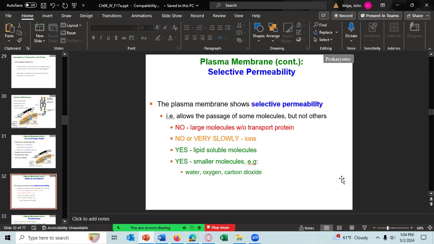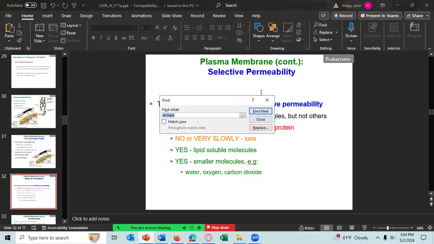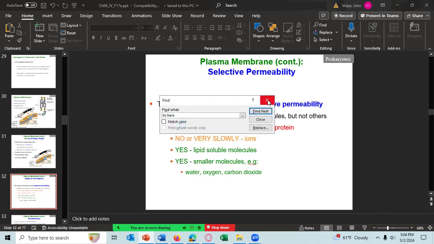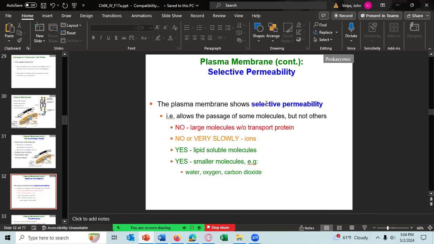The plasma membrane shows selective permeability. It allows the passage of some molecules, but not other molecules. No large molecules can move across the plasma membrane. Did we talk about this? I think so, a little bit. All right, maybe we got started on this slide and I went back to the slide we finished.